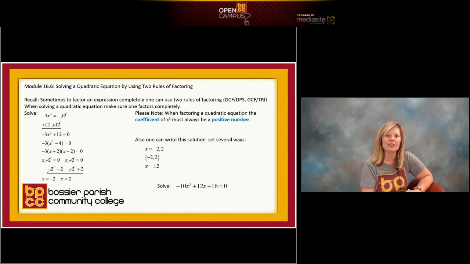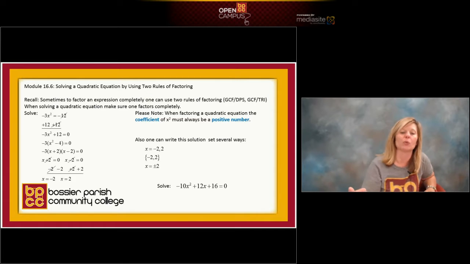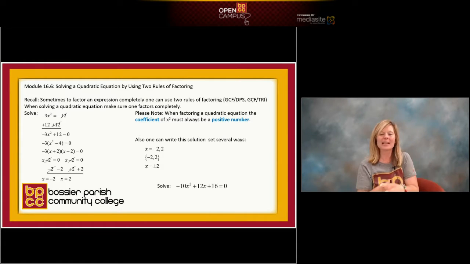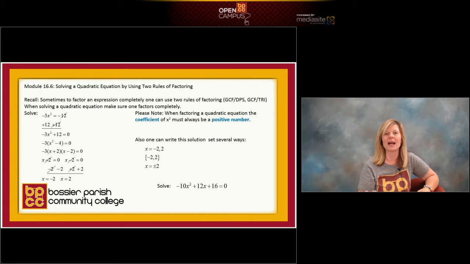And the last way to write that solution would be to write x equals plus or minus 2. Because one 2 is positive, one 2 is negative, so we can condense that with the plus or minus symbol. All those ways to write that solution set are correct. Okay, let's go to the whiteboard.